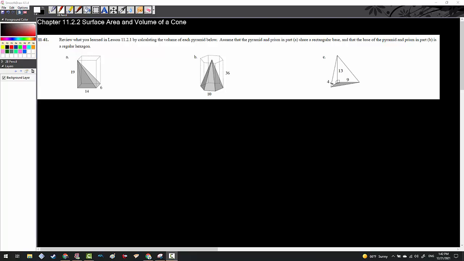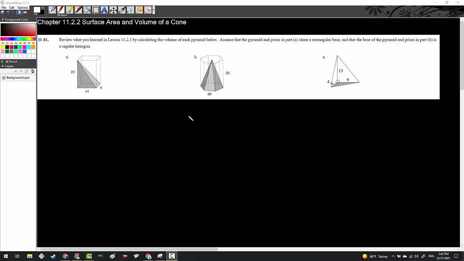In today's episode, we will be discussing Chapter 11.2.2, which is the surface area and volume of a cone, which is very similar to the surface area and volume of a pyramid, which is what we're going to derive this formula from. So in 11-61, it says, review what you learned in 11-2.1 by calculating the volume of each pyramid below. Here we go. The relationship between cones and pyramids should be somewhat obvious, but if not, then we will reveal that in a little bit.